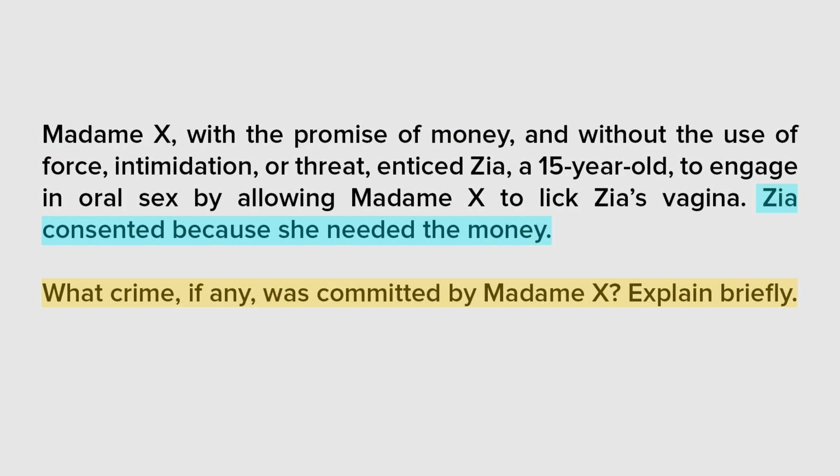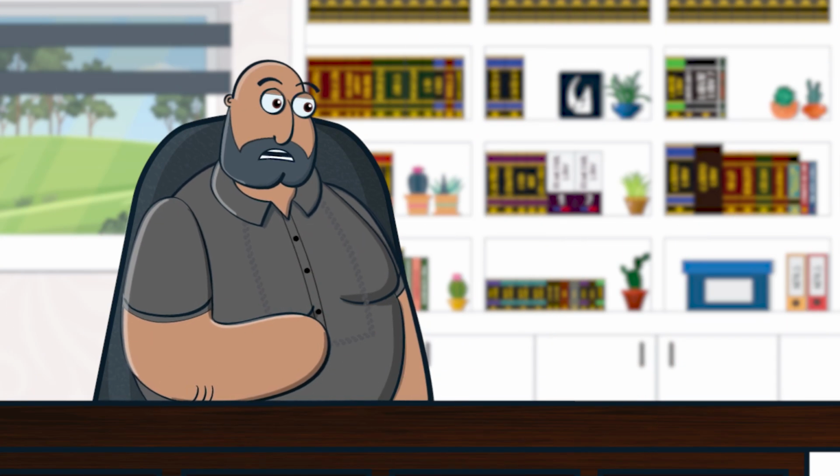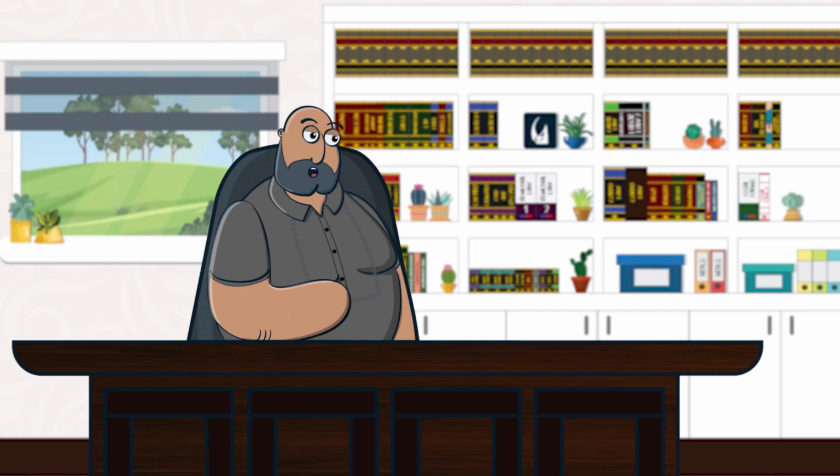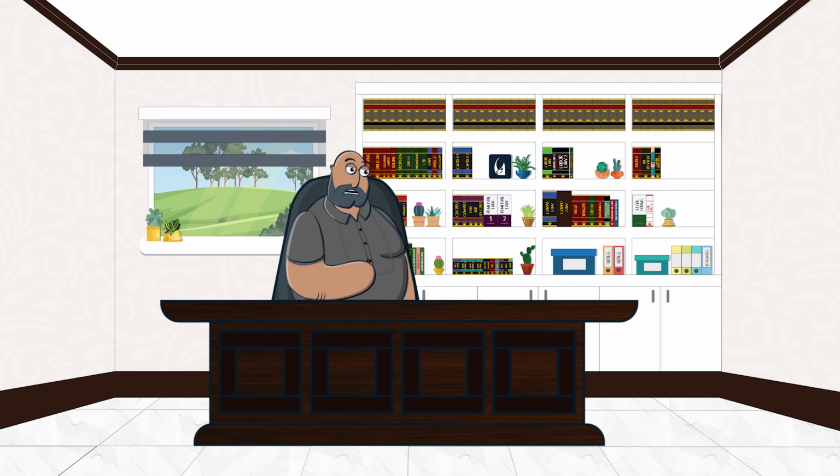Let's look at the last sentence of the problem. What crime, if any, was committed by Madam X? Explain briefly. Let's read the second to the last sentence of the problem for more clues. Zia consented because she needed the money. When the ideas of consent and money are involved, our minds should automatically gravitate towards the concept of price, reward, promise as an aggravating circumstance or qualifying circumstance. Pwedeng-pwede rin naman kapatid na ang crime na tinutukoy dito ay may kinalaman sa abuse or more specifically, prostitution.